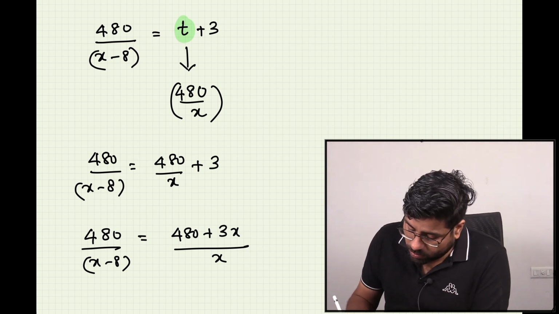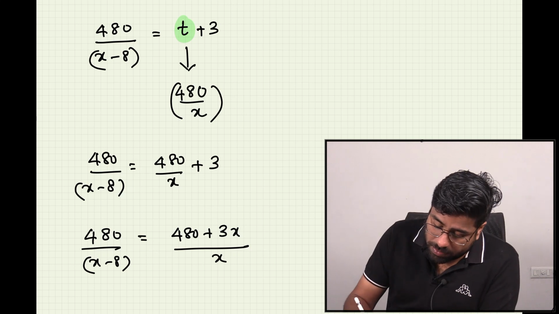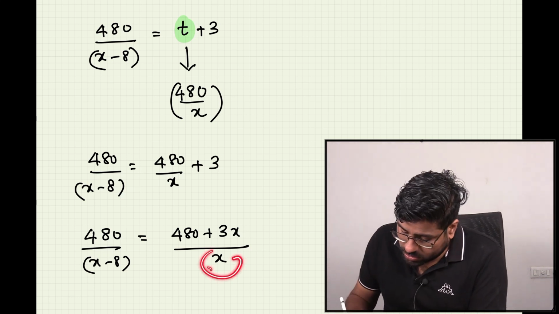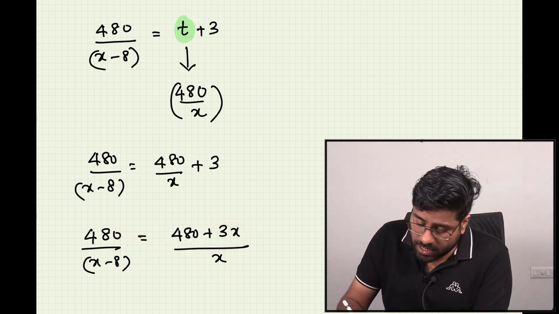Now the next step that I am going to do is cross multiply. Let me cross multiply. I hope you are clear with it, right? x is going to come here, and I am having 480 plus 3x, which is going to be multiplied by x minus 8.